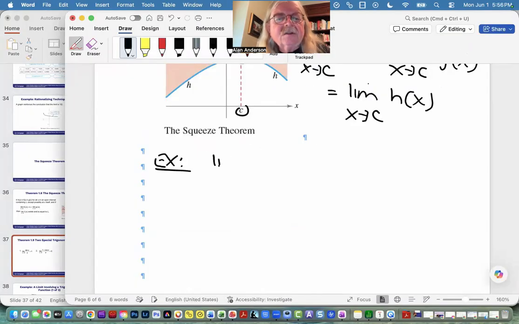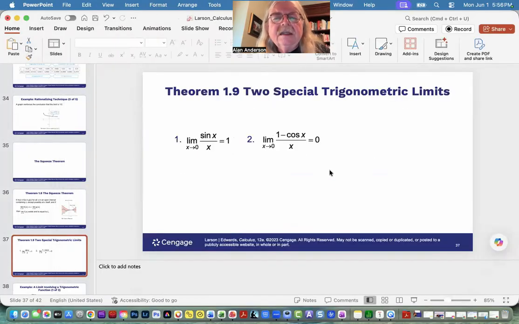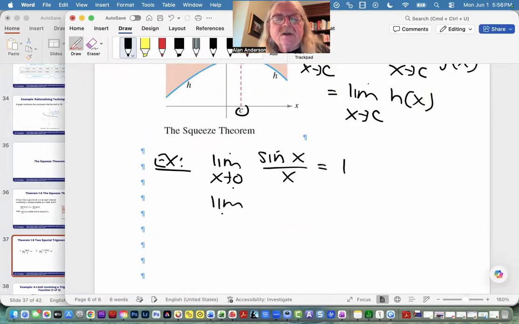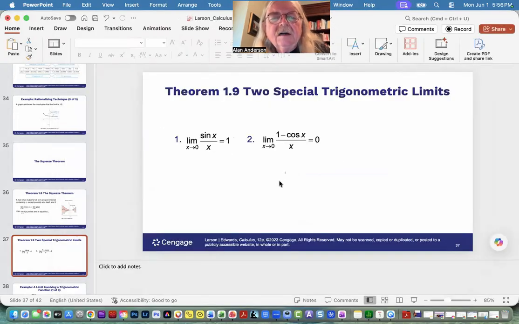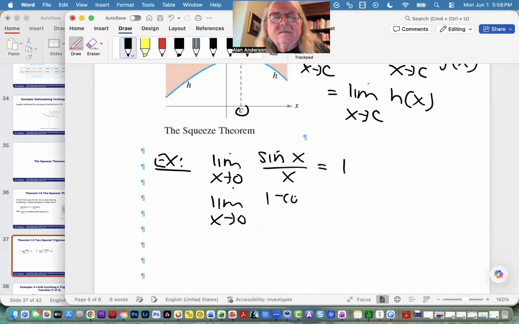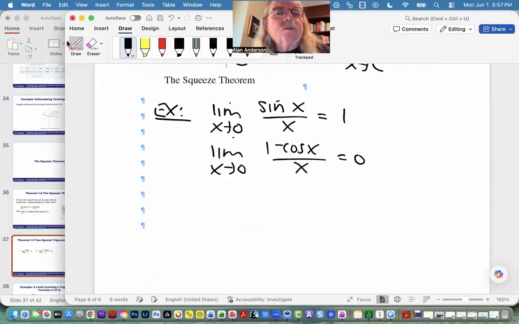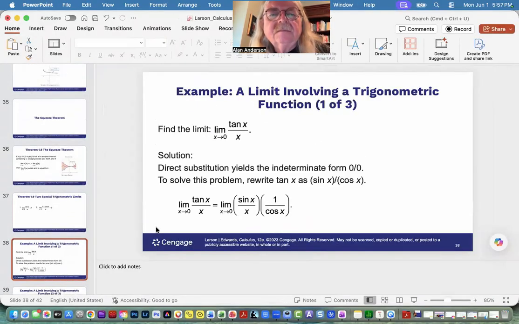The limit as x goes to 0 of sine x over x equals 1. And then the limit as x goes to 0 of 1 minus cosine x equals 0. And then what they're saying is, well, given that information, let's try the following. Tan x over x. Okay, great.